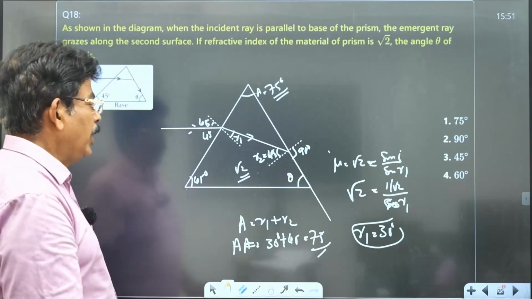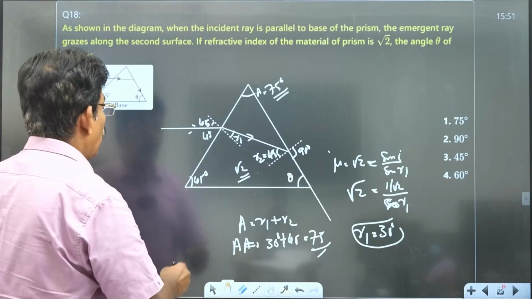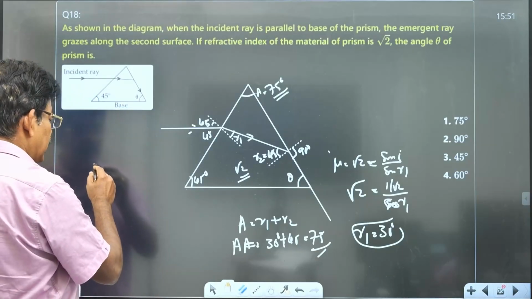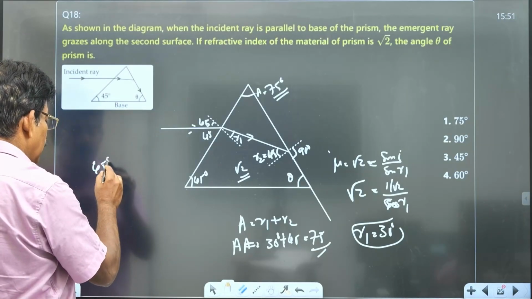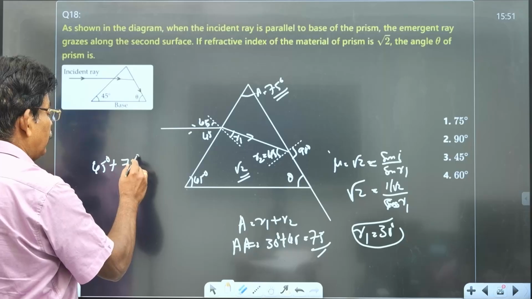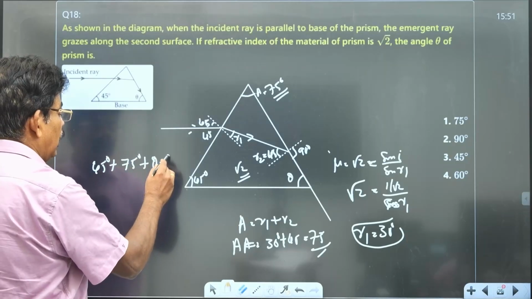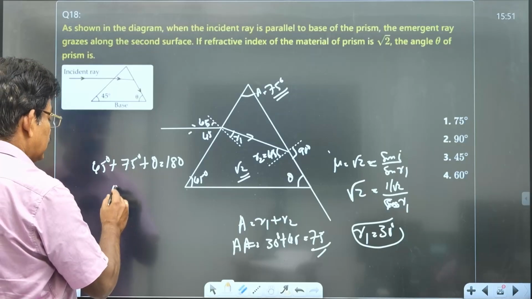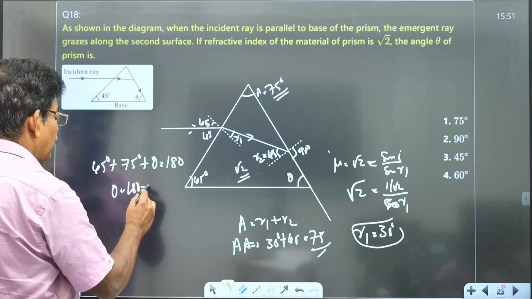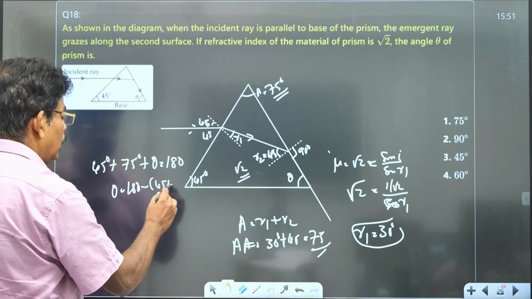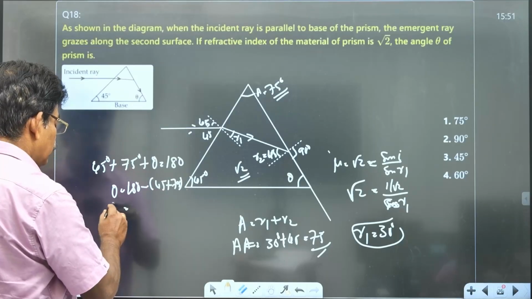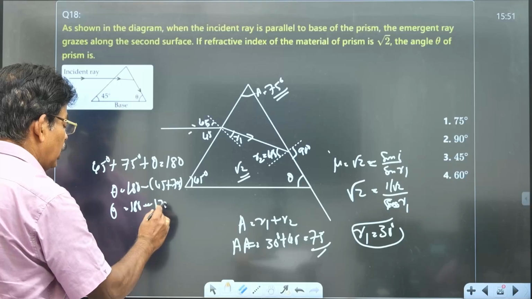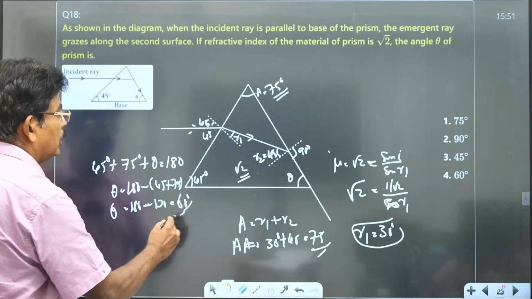Now, tell me, in a triangle, the sum of all the three interior angles is how much? 180 degrees. What are the angles? 45 degrees plus angle of prism 75 degrees plus theta comes to 180 degrees. Therefore, theta is 180 minus (45 plus 75), that is 180 minus 120, which comes to 60 degrees.